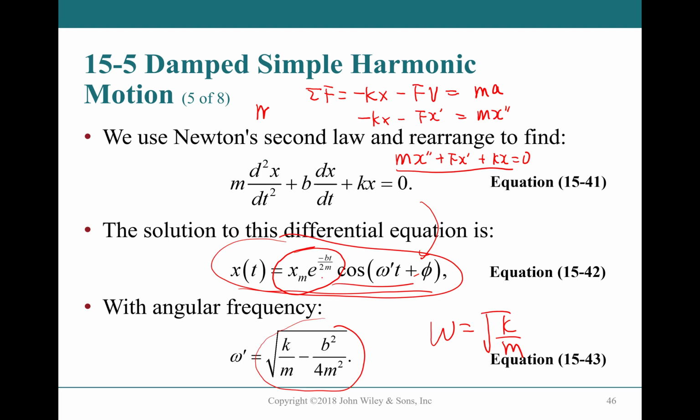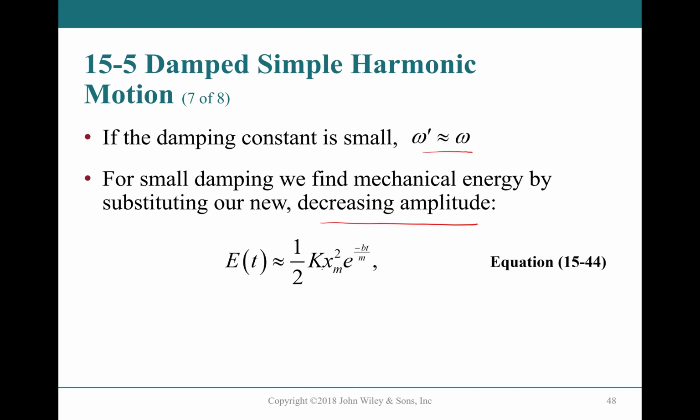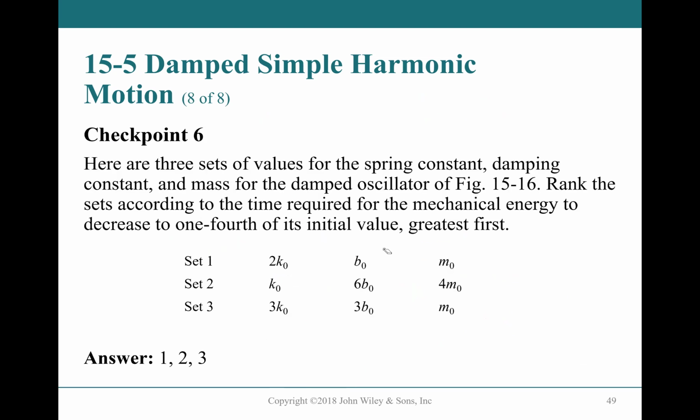So take a look at this. Decreasing energy as a function of time, one half kx squared. So you are going to have one half k xm squared times e to the power of negative bt over m. This is 2m; you square it, and you are going to have bt over m. Okay, so amplitude.